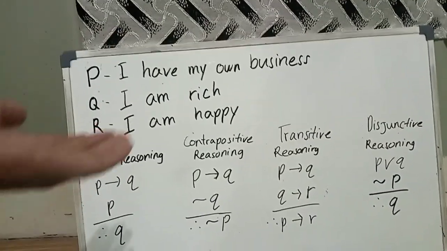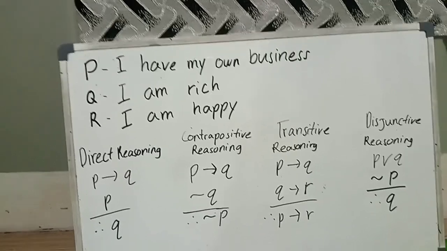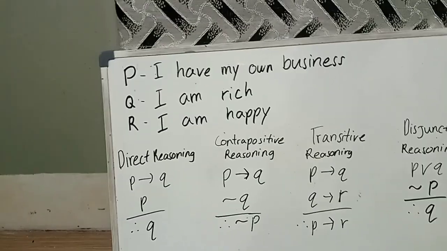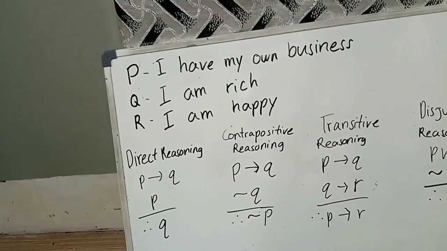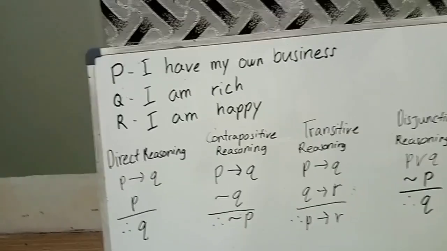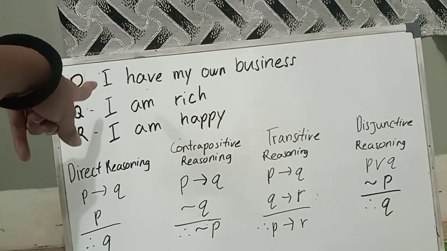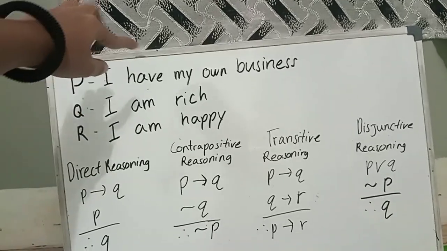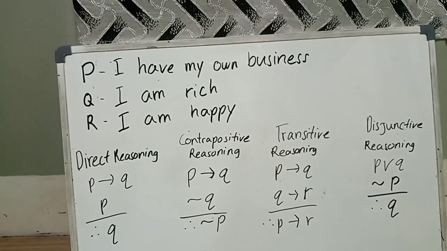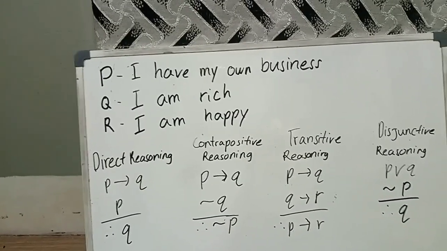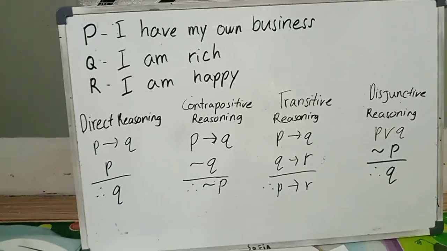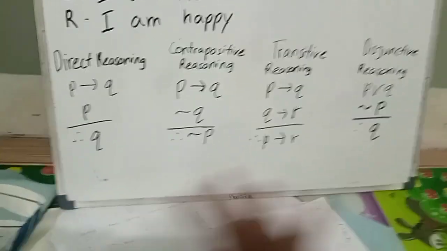For disjunctive reasoning, it is P or Q. So I have my own business or I am rich. So it would be negation of P, therefore Q. I do not have my own business, therefore I am rich. So let's prove this one by one with a truth table.